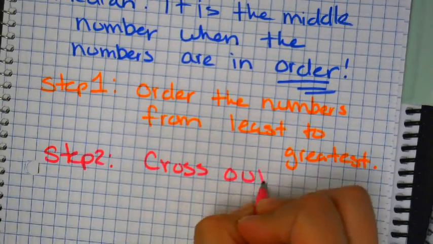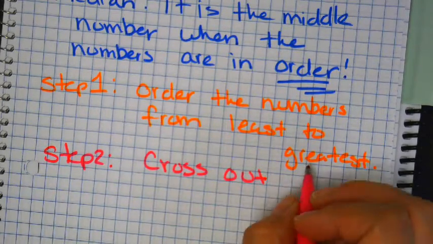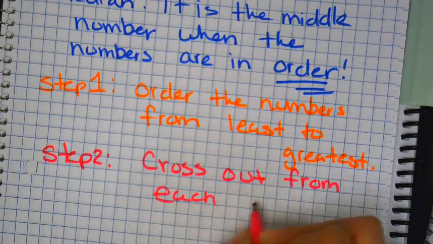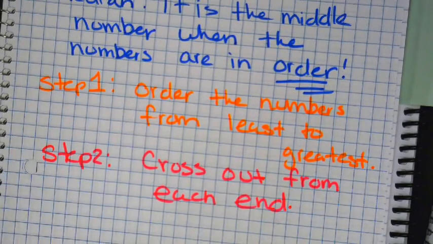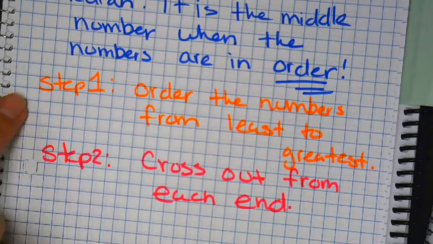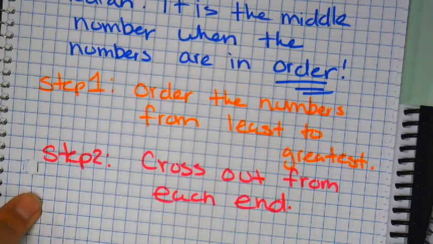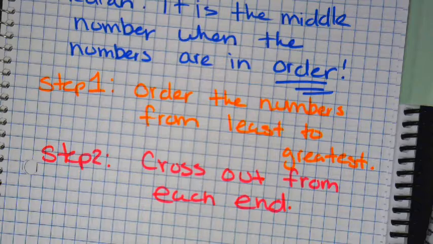Cross out, I don't know how to say this, from each end. Maybe it doesn't make sense right now, but once we do it, it'll make sense. So step 1, order the numbers from least to greatest. And step 2, cross out from each end. So you cross out the smallest, the biggest, smallest, biggest, until you have one right in the middle.